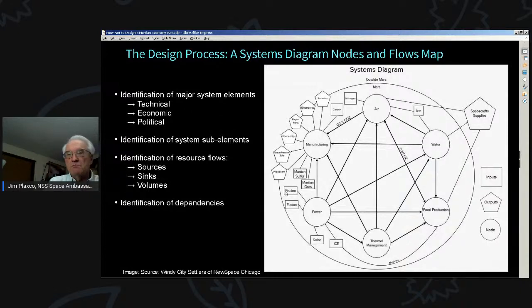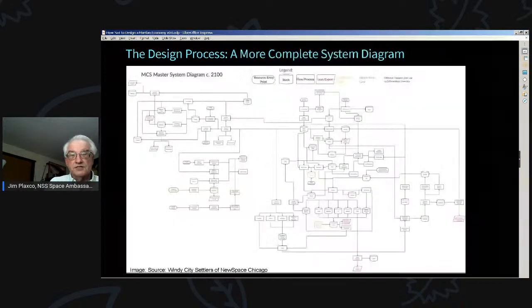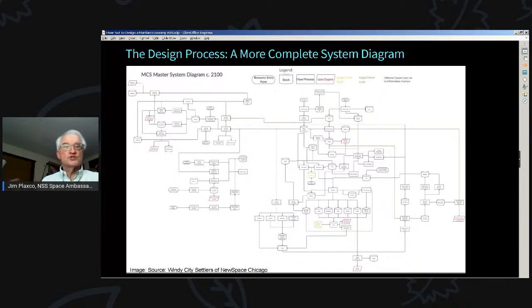Now, approaching a design problem from a top-down perspective, we went about identifying the major system elements first, as well as the sources and sinks of resources, and the key system interdependencies. Now, as we fleshed out our analysis of the system's components, our diagrams became ever more complex as we identified more sources, more sinks, more flows, more feedbacks. And as complex as this diagram may seem, it is a greatly oversimplified world model.